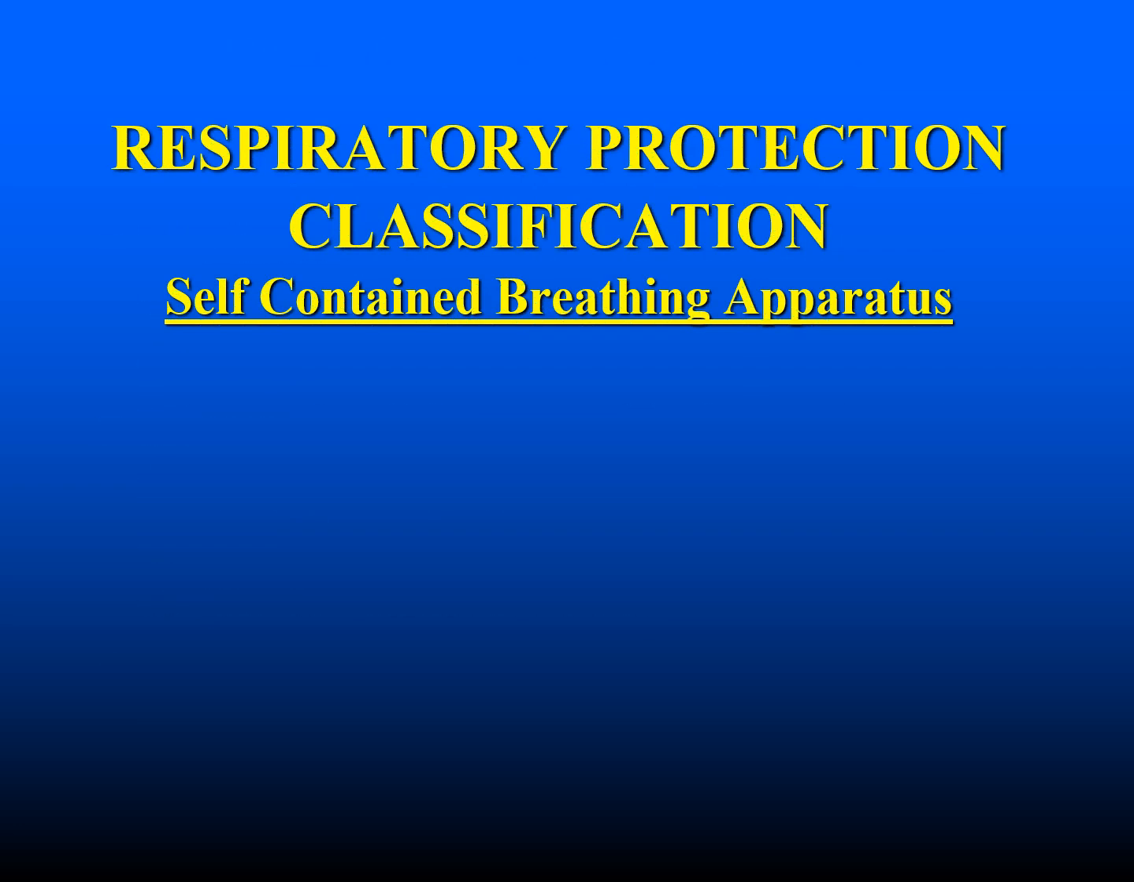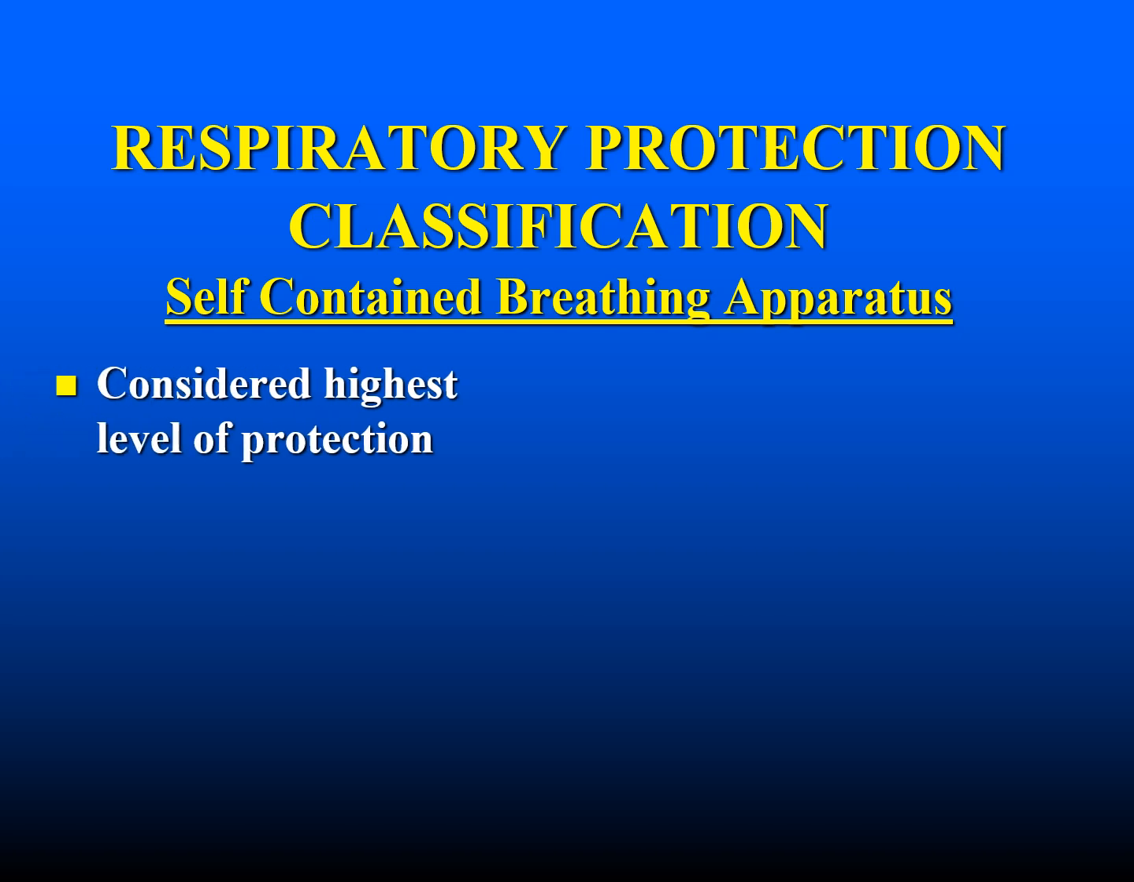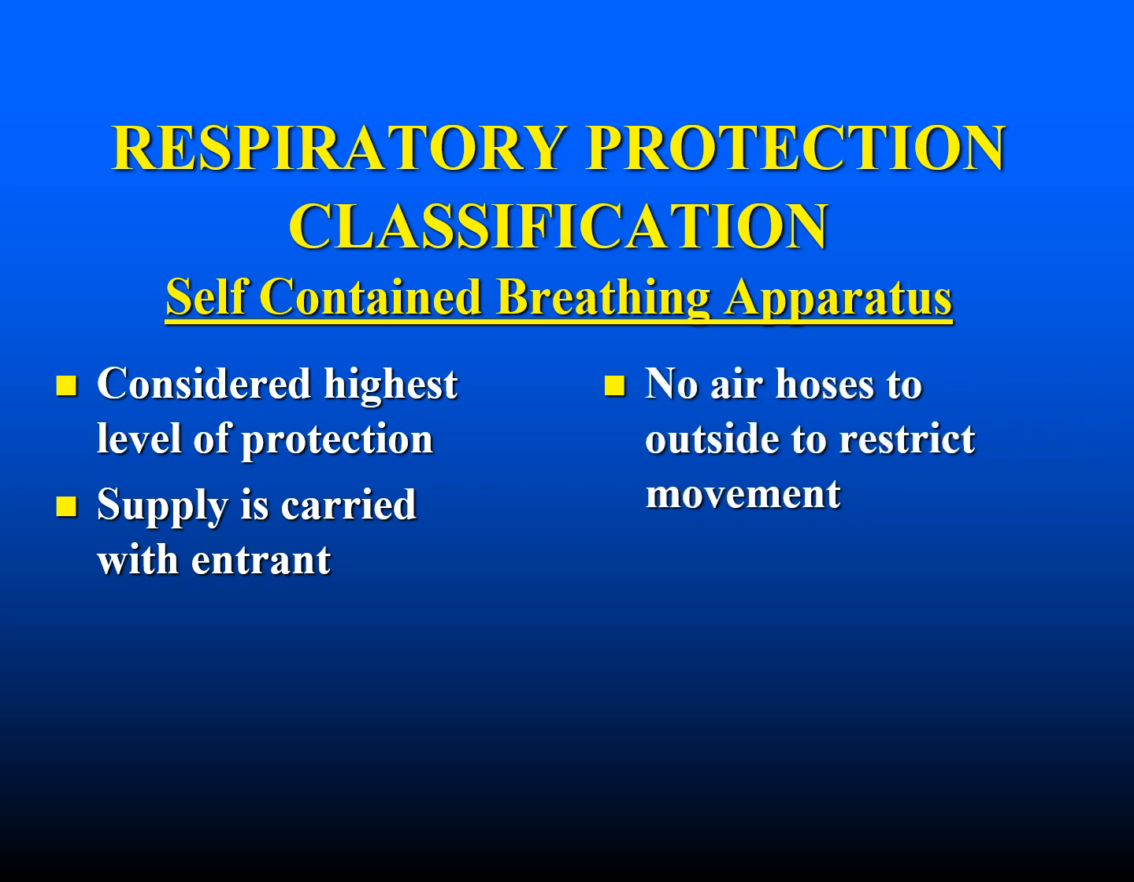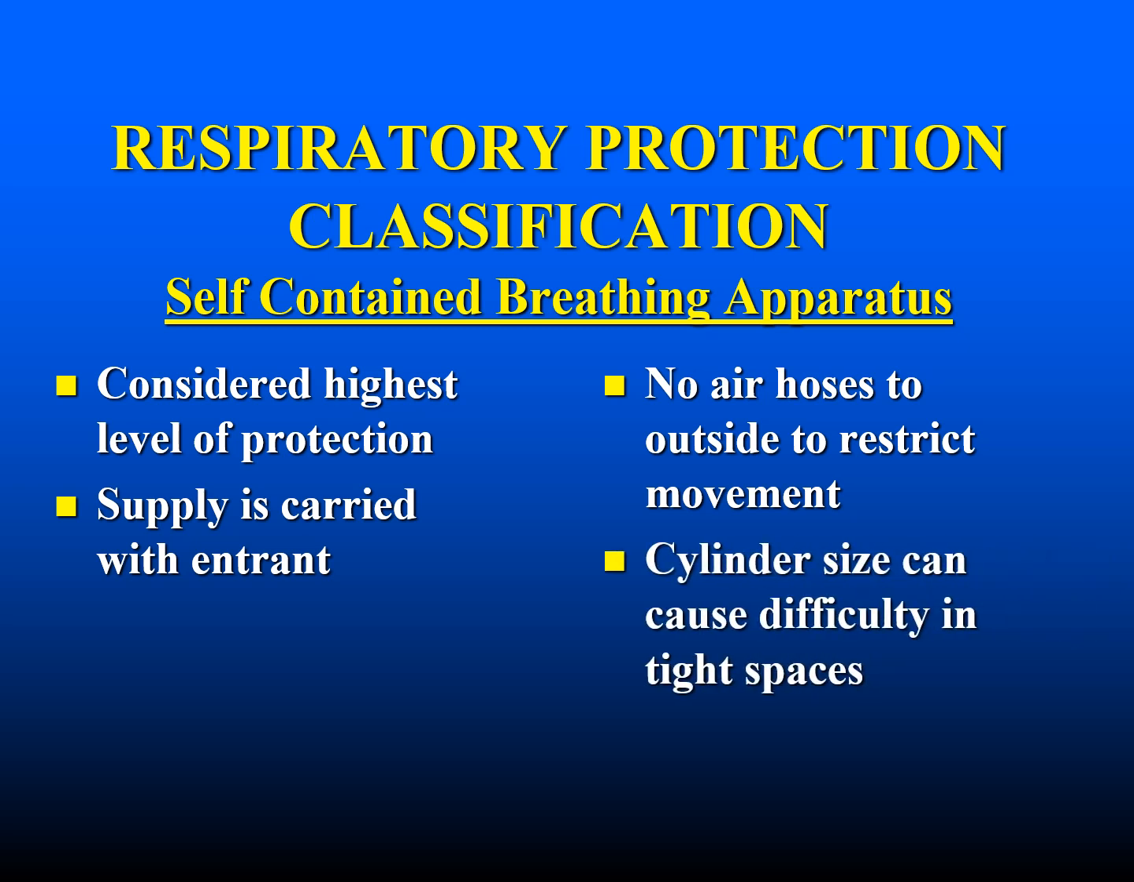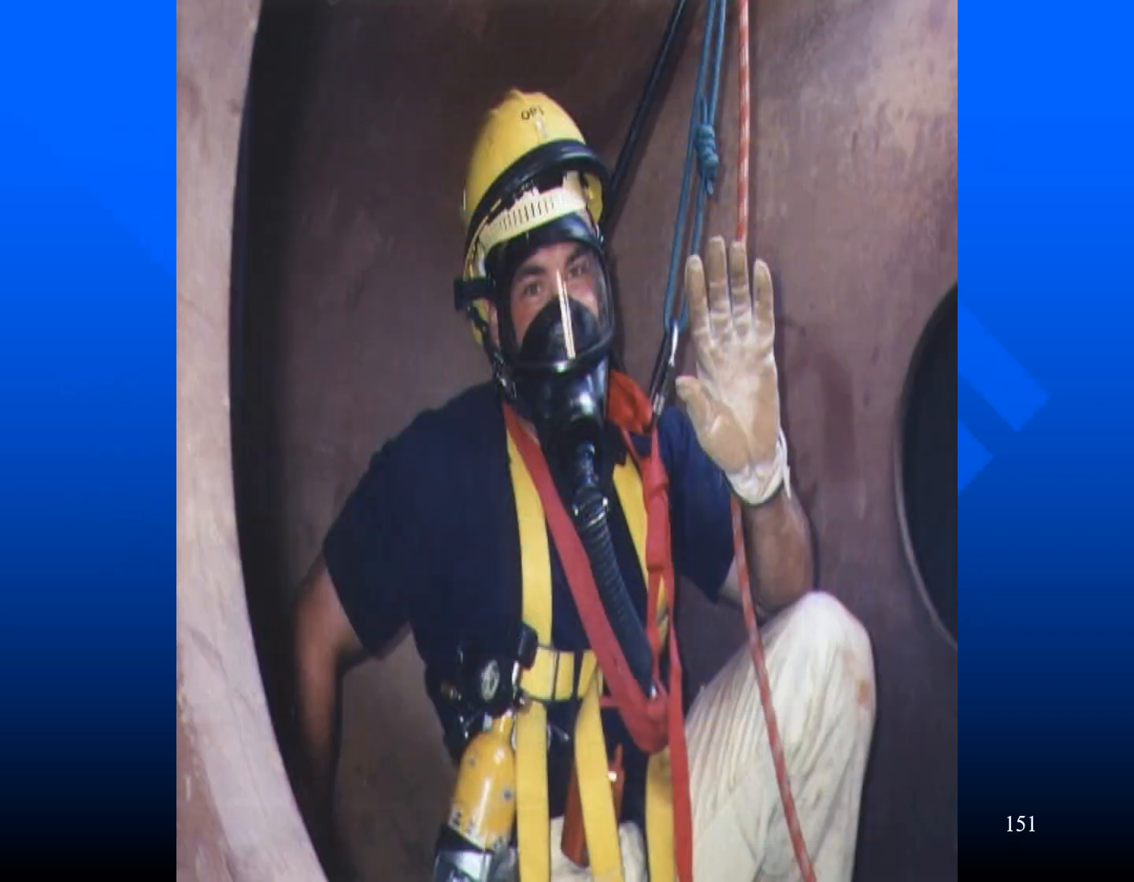Let's talk a little bit about the respiratory protection classification. The first one is self-contained breathing apparatus. It is considered the highest level of respiratory protection, and the supply is carried with the entrant. It contains no air hoses to outside to restrict the entrant's movement. The cylinder size can cause difficulty, however, in tight confined spaces. Here's an example of a self-contained breathing unit used in this confined space.